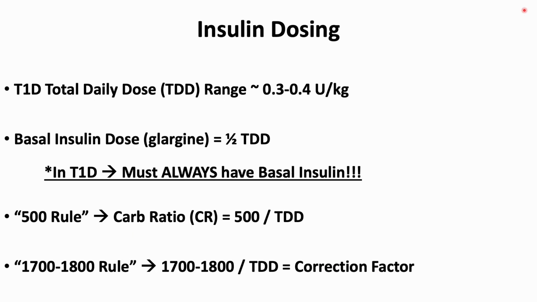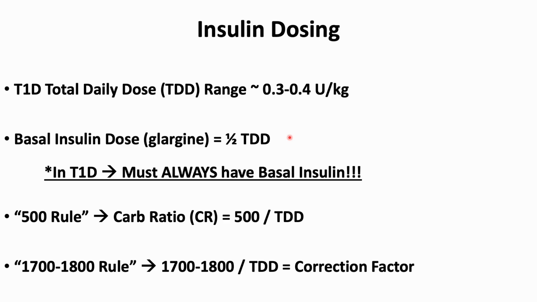So how do we dose insulin, right? Everything for insulin dosing goes back to the total daily dose, okay? And I'm going to abbreviate that as TDD, total daily dose. So for patients with type 1 diabetes, they tend to be a little more insulin sensitive compared to our patients with type 2 diabetes, where they're more insulin resistant. And a safe starting dose for most patients with type 1 diabetes for their total daily dose is around 0.3 to 0.4 units per kilo, okay? So you can take their weight, you multiply it by 0.3 or 0.4 and get their total daily dose. If you take half of that dose, that's your basal insulin dose. So that's your glargine dose, right?